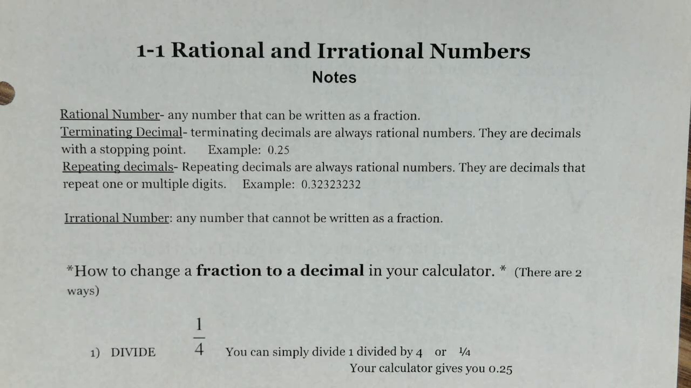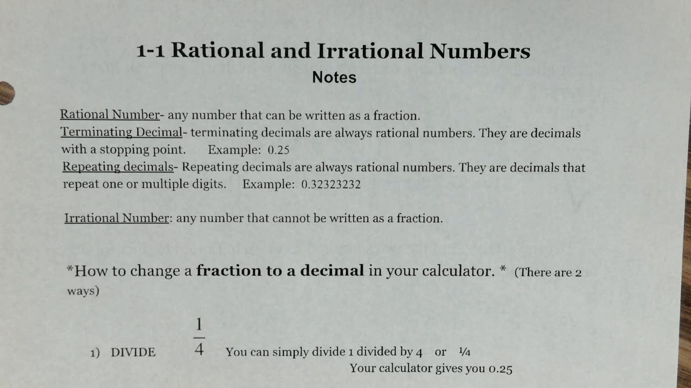That's why they're rational. So rational numbers are any numbers that can be made into a fraction. Okay? What is a terminating decimal? Y'all know what a terminator is, right? Something that stops something. So a terminating decimal is always rational, but they're decimals that have a stopping point. Have y'all ever seen the movie Terminator? It's kind of old. Okay, he goes and stops the bad guys. So a terminating decimal has a stopping point. An example is 0.25. It stops after the 5. Okay, it's always rational.